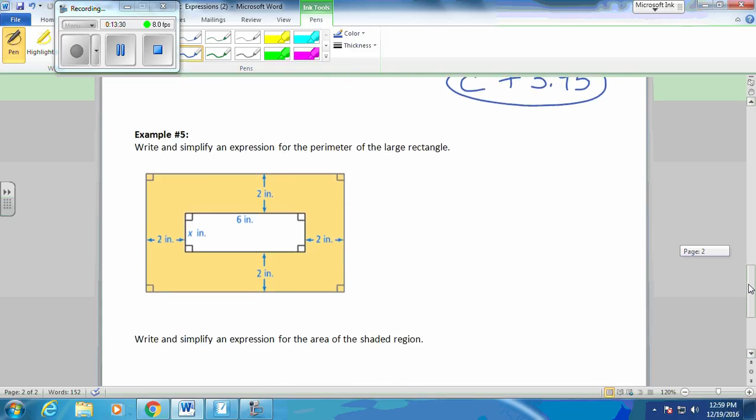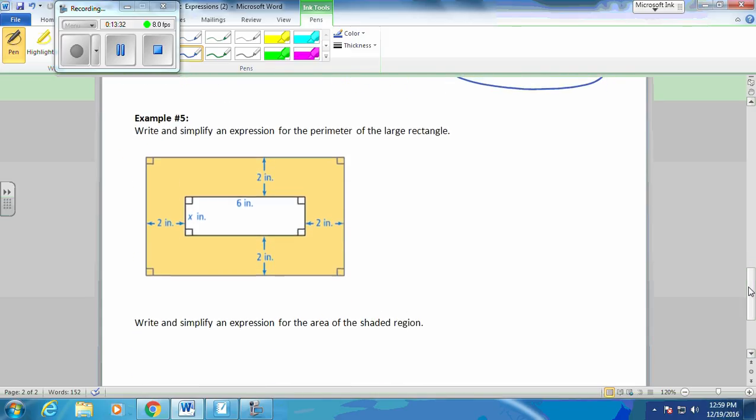Number 5 says, write and simplify an expression for the perimeter of the large rectangle. Let's remind ourselves that perimeter means distance around an entire object. So I'm highlighting the word perimeter and highlighting the actual perimeter of that rectangle. Now when I first looked at this, I see some x's. I don't see that they even labeled how long the sides are, so I need to figure this out.